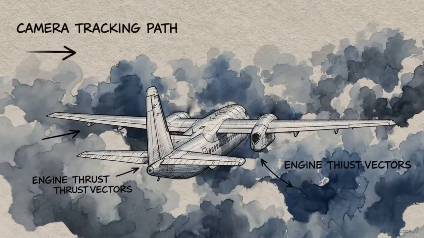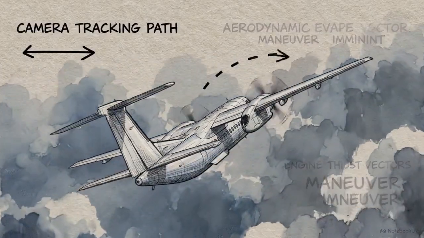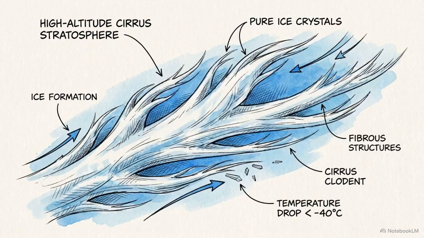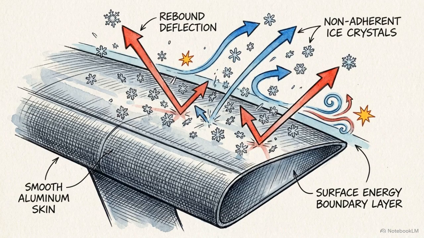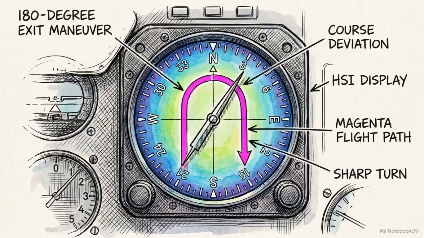When accumulation begins, the pilot must execute an escape vector based on the atmospheric models we just mapped. If the aircraft has the performance, one option is to climb into colder air. Once the temperature drops below -40 degrees Celsius, the cloud is fully glaciated. The water is already frozen into harmless ice crystals that bounce off the airframe. The alternative vectors are to descend into warmer air, assuming there is sufficient clearance above the terrain, or to execute a decisive 180-degree turn to exit the weather system entirely.